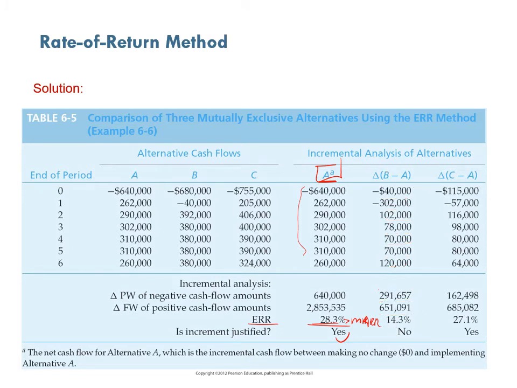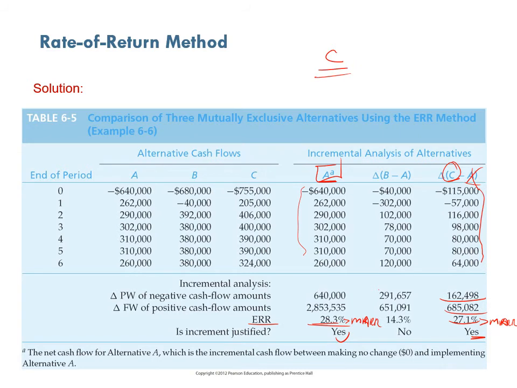Then what do we do? The next alternative is C, and we look at the difference, C minus A. So this is the cash flow. We find the present worth of the expenses and future worth of the revenues, and we find the interest rate that will satisfy the equality. And we see that since this is greater than MAR, the increment is justified, and we prefer C over A. So at the end of this analysis, we say that C is the best project.